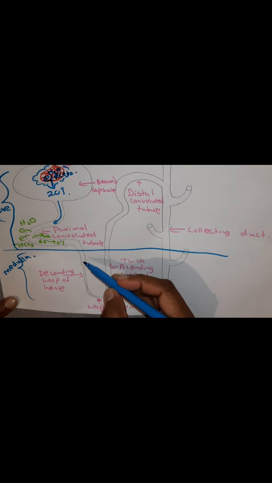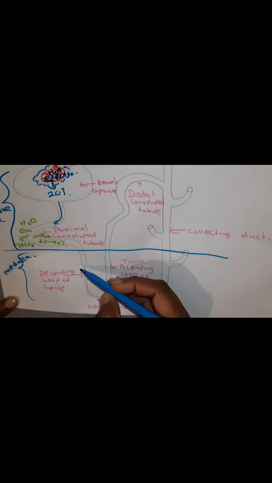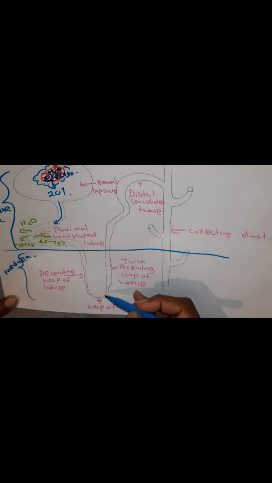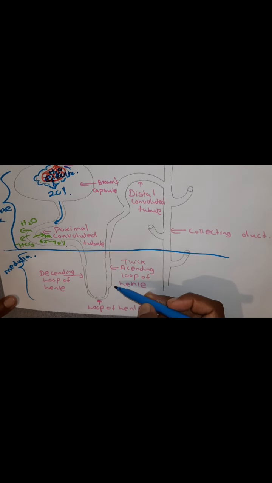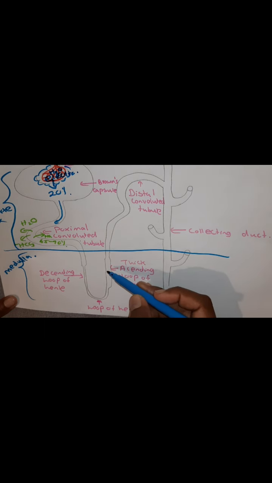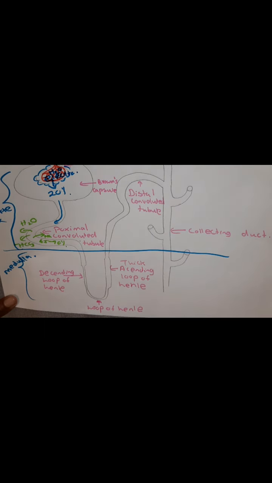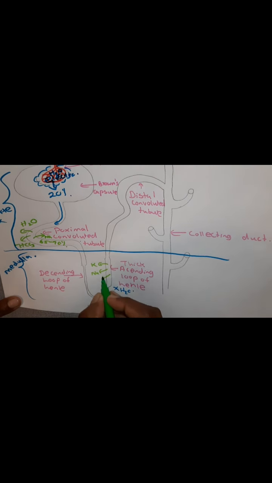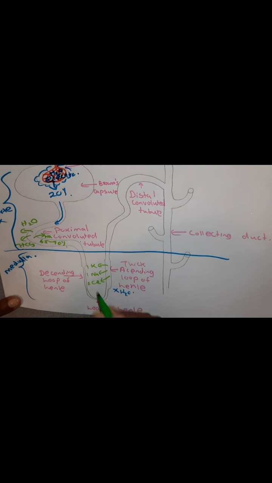Then as the tubules dive into the medulla or middle zone of the kidney, the tubules become narrower and form a loop, which we call the loop of Henle. This one is a descending loop of Henle, where the loop of Henle makes a thick ascending loop of Henle towards the distal convoluted tubule. This thick ascending loop of Henle is impermeable to water, and it reabsorbs potassium, sodium and chloride in a 1:1:2 ratio.